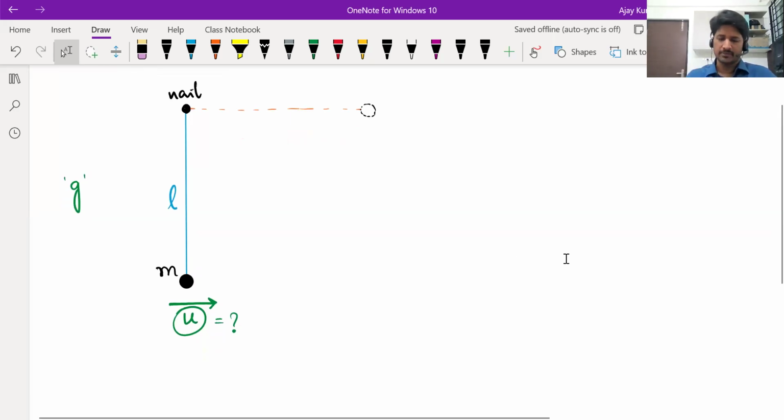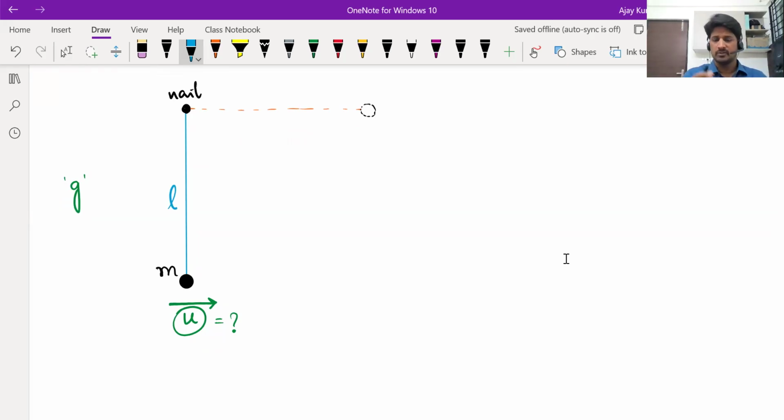A bob of mass m is suspended from an ideal string of length L. Calculate the speed at the bottommost position such that the string just becomes horizontal.